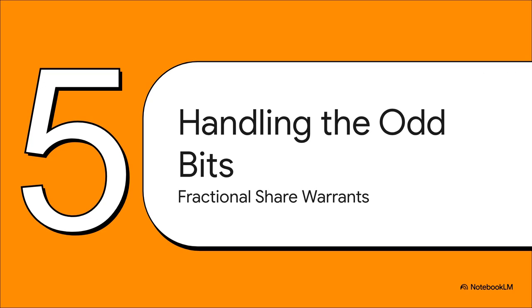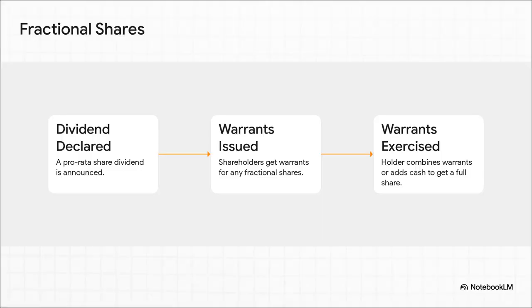Okay, cool. But what happens when the math gets a little messy? Let's say a 10% share dividend is declared and you own 23 shares. You can't get 2.3 new shares, right? So let's quickly go over how companies handle these weird little fractional shares. It's actually a pretty clever fix.